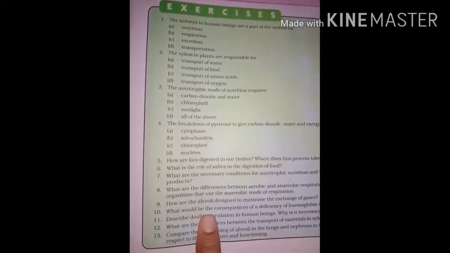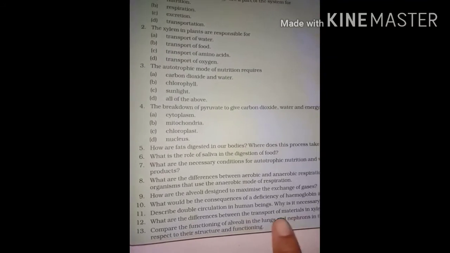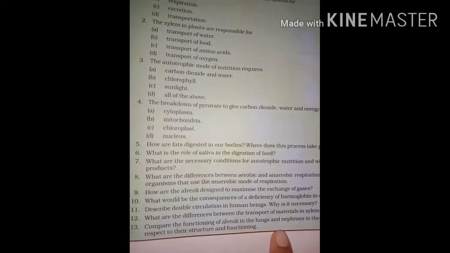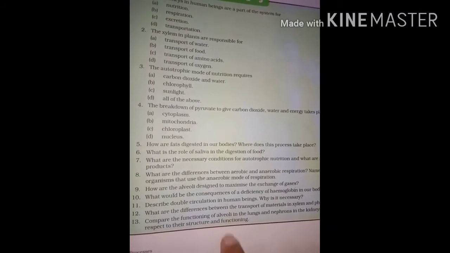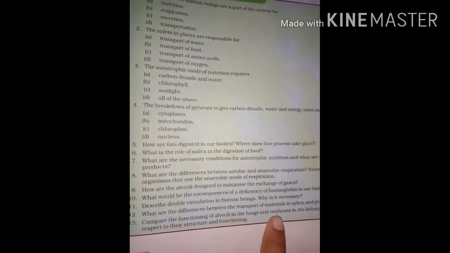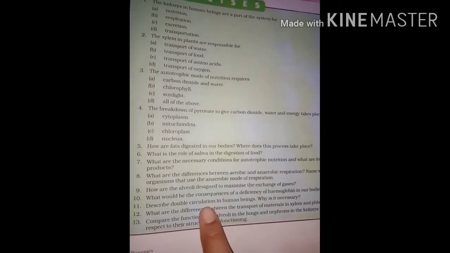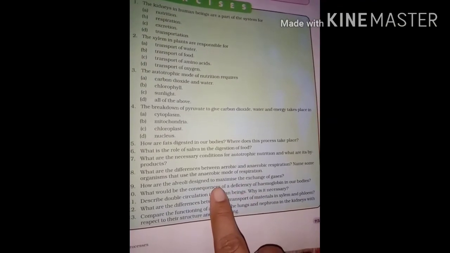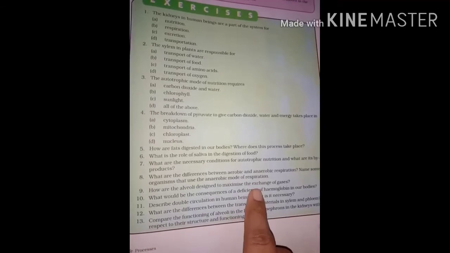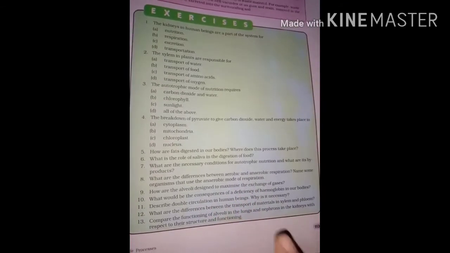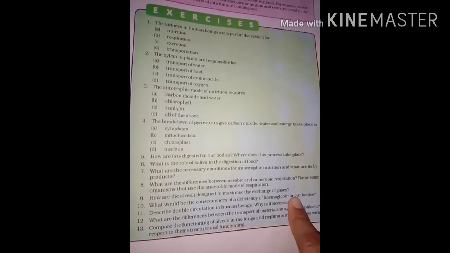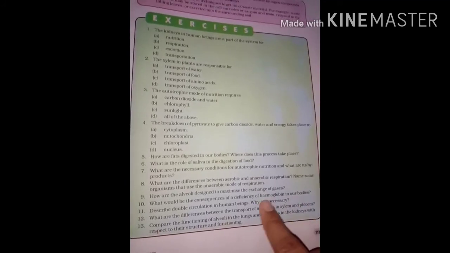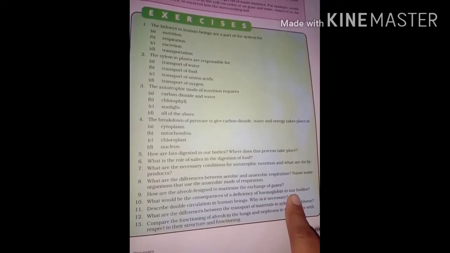And read all the exercise questions. Comparison between the alveoli in the lungs and nephron in the kidney. What are the functions of alveoli and what is the function of nephron? Then, what is the difference between aerobic respiration and anaerobic respiration? Then, what would be the consequences of deficiency of hemoglobin in our bodies? Or they will ask what is the function of hemoglobin in our body.